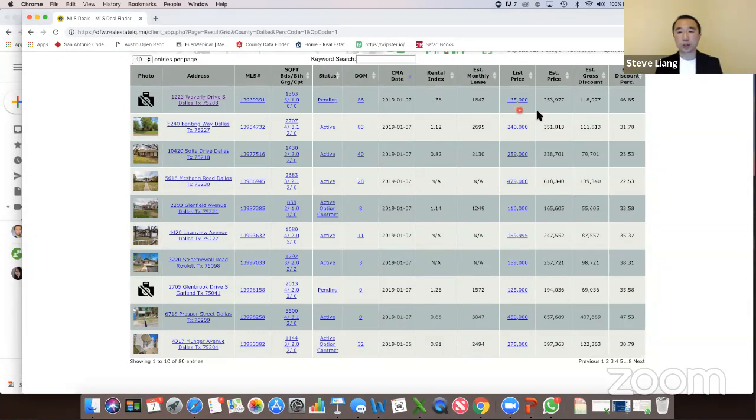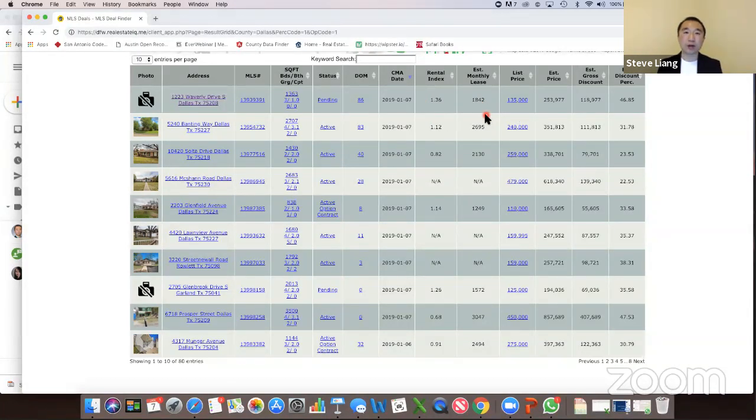So if you compare these two properties, the difference is how much you can potentially make. And that's fantastic. The computer is doing 95% of that work, and it looks like an opportunity, and now I can pursue it very easily. Then over here, you also have the estimated monthly lease. If I just turn it into a rental and rent it out, how much can I get, and what is the rental index of this particular property?